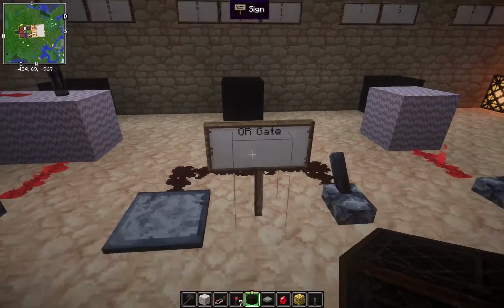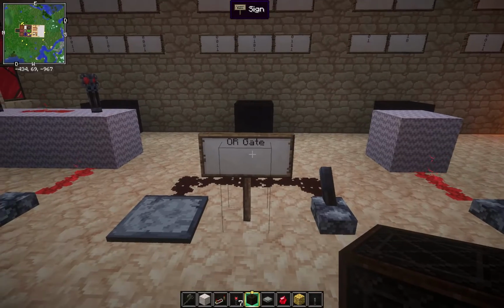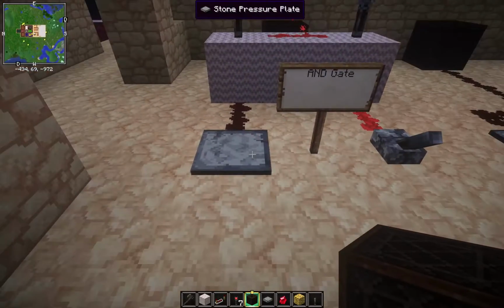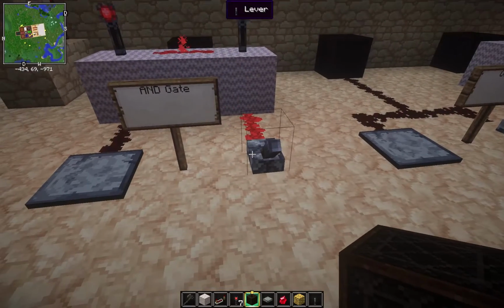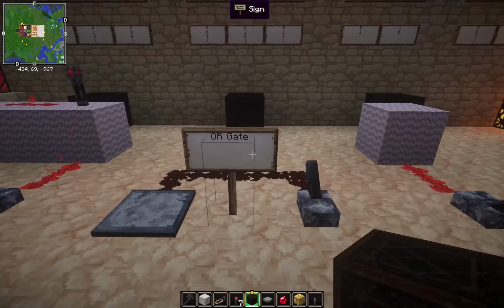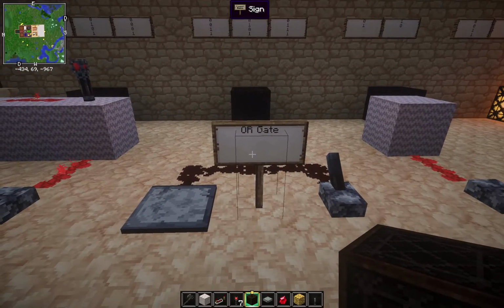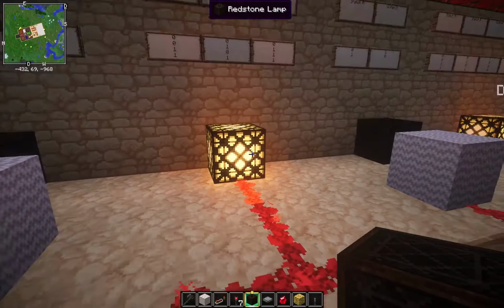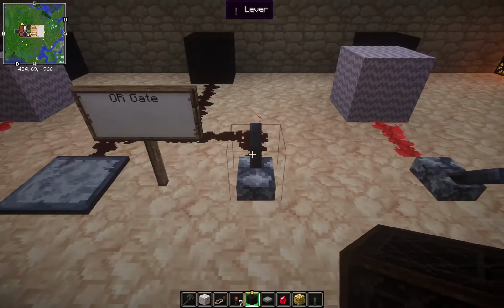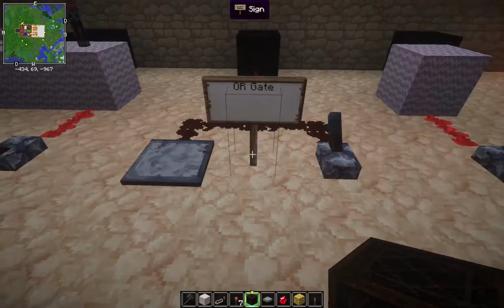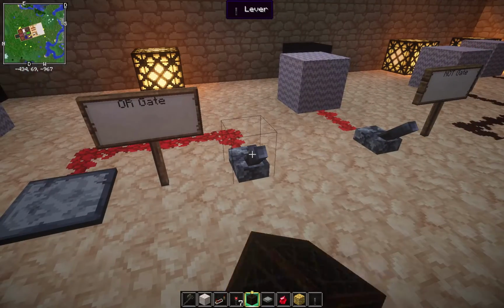Alright, the next gate is called an OR gate. And if this is an AND gate and we want input A and input B to be on so that the output's on, the OR gate is kind of the opposite. We're saying if input A is on, we have output. If input B is on, we have output. So what happens if we have both on?